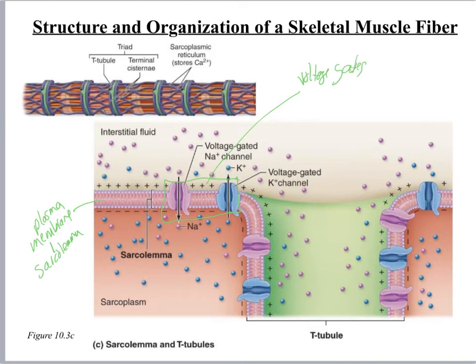And in this case, these are voltage gates for sodium and potassium, okay? And what you'll notice is that going all along here, I've got paired voltage gates going along the sarcolemma and then down into the T-tubule. So this section is the T-tubule, which is going to go down and wrap around the sarcomeres. Okay, let's look at another slide.